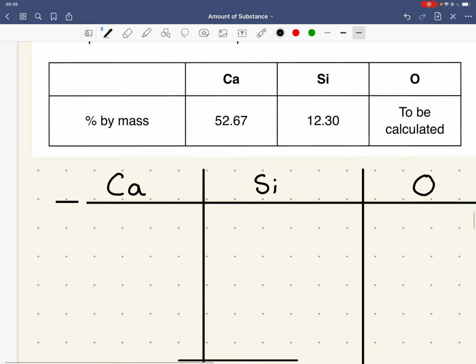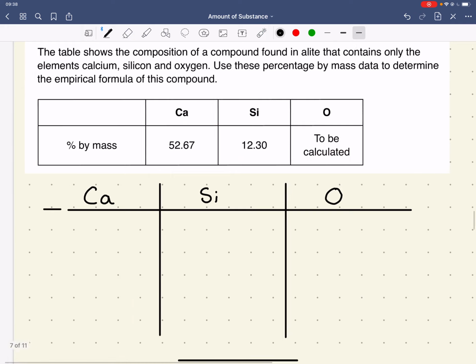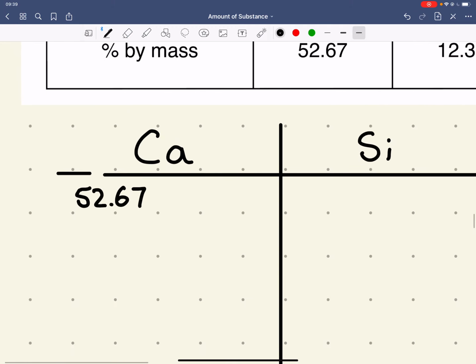Again, these could be percentages, or you might be given masses. Again, you do the calculation in the same way. So it'd be 52.67, I believe, divided by the AR of calcium, which is 40.1. When you do that, you get 1.313.